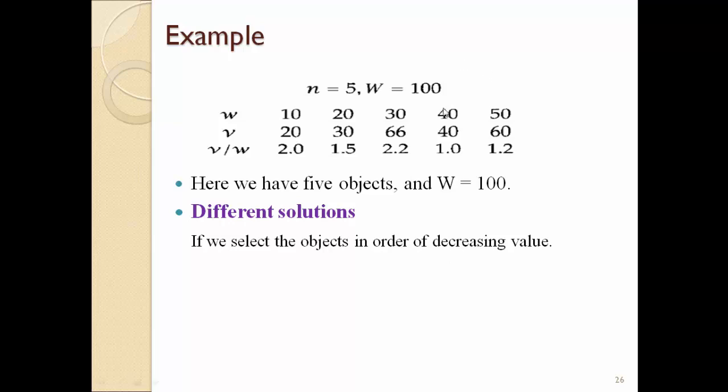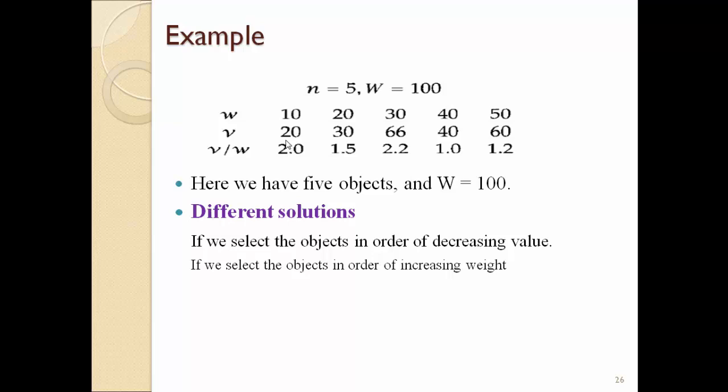So for example, in this list, object number 3 has the maximum value, that is 66. It means that we have to fill this object first. Then after the last object, then after the fourth object, then after the second object, and then after the first object. It means in order of decreasing value. This is the first choice. We need to verify what will be the total value of the objects.